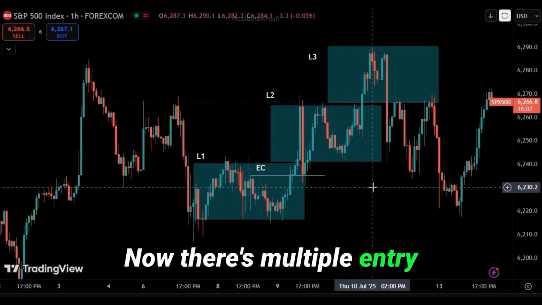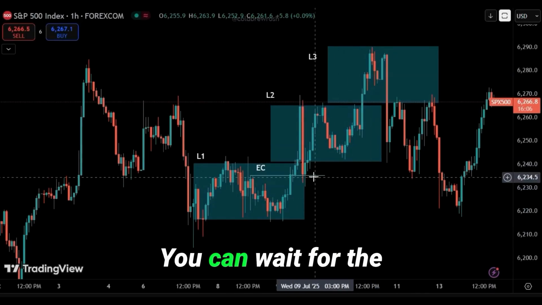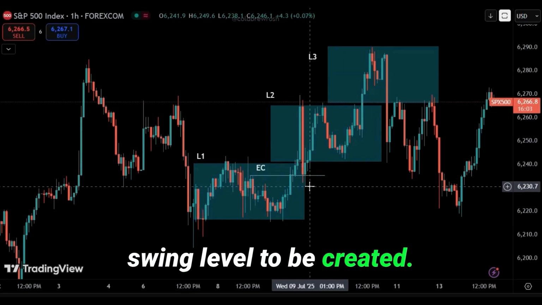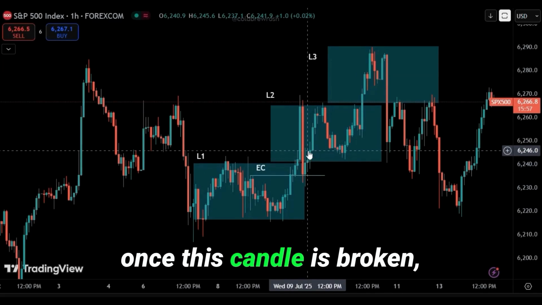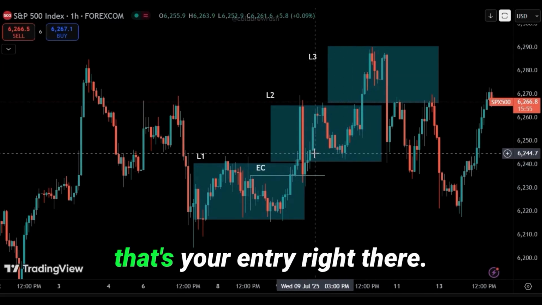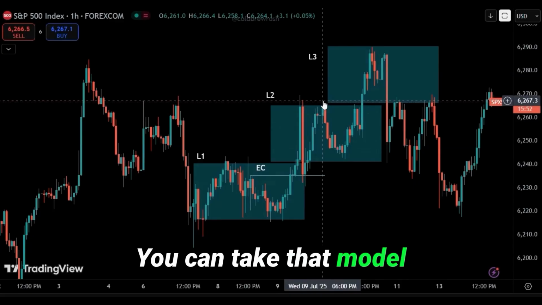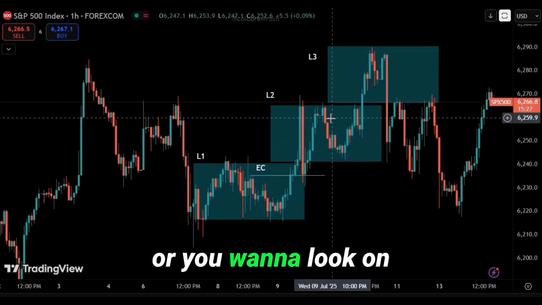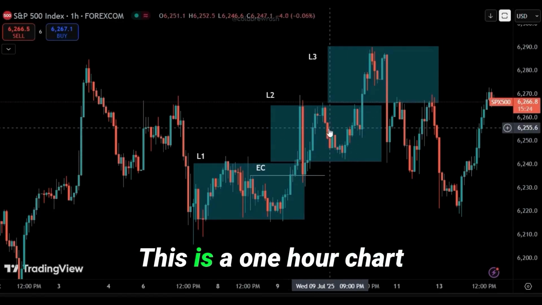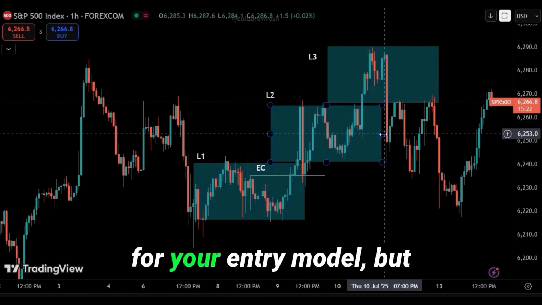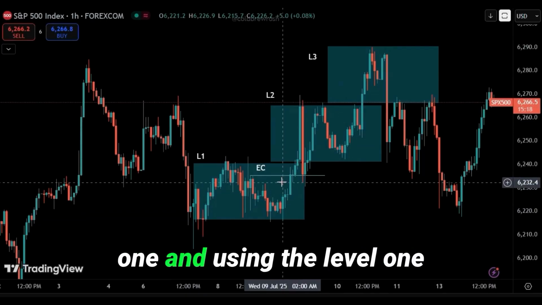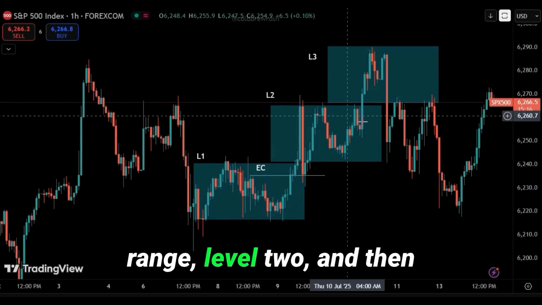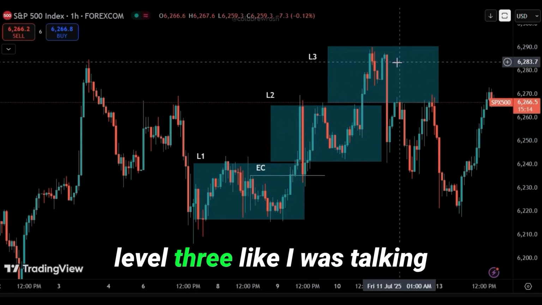Now, there are multiple entry models you can use. You can wait for the swing level to be created. So this is the swing low, and once this candle is broken, that's your entry right there. You can take that model, or you can look at smaller time frames. This is a 1-hour chart for your entry model. But this is again to see level 1, and using the level 1 range, level 2, and then level 3.